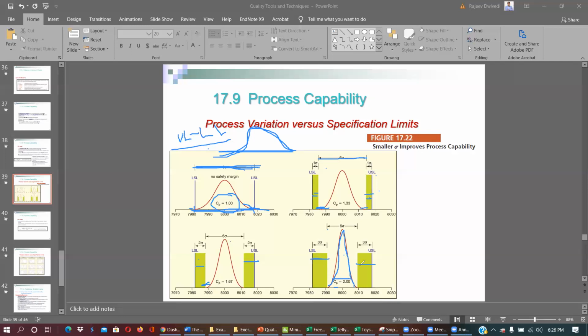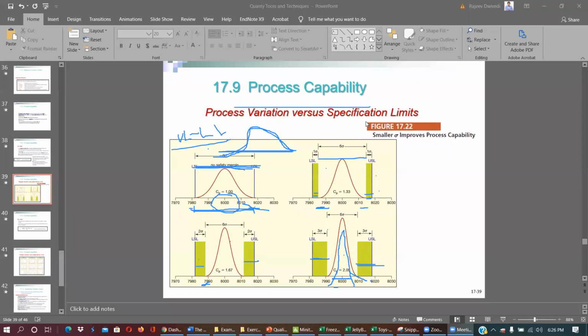This 3 sigma and 3 sigma is leverage any manager can have. If some process goes up to here, okay, that can be, but it doesn't go out of the limit. It doesn't go out of the limit. So this is the process capability that we need to understand. Basically no one wants this, minimum this.